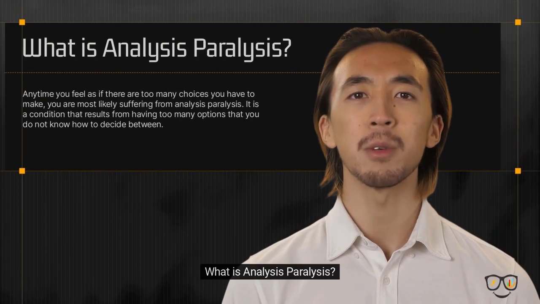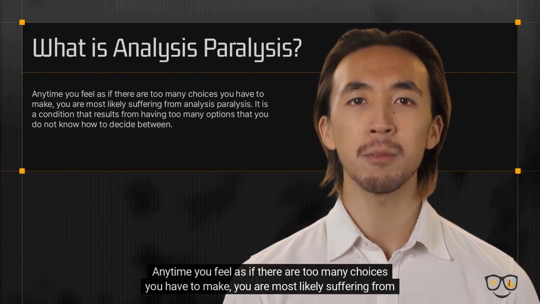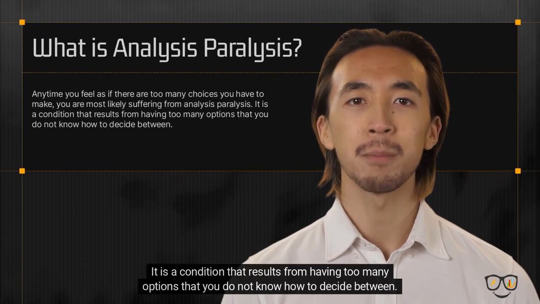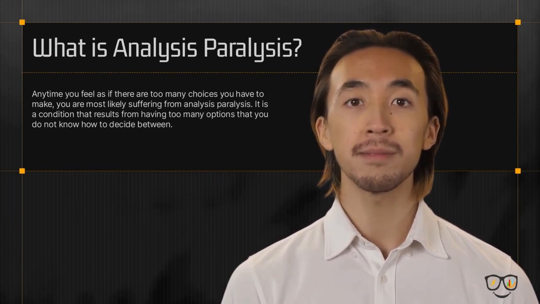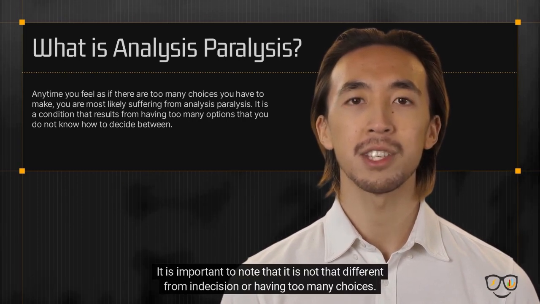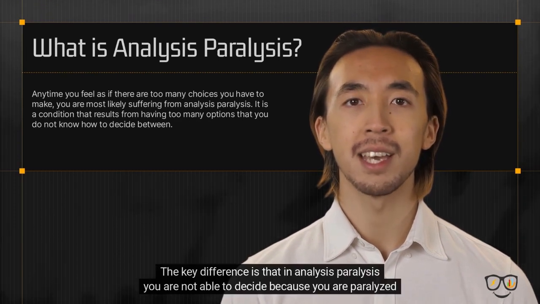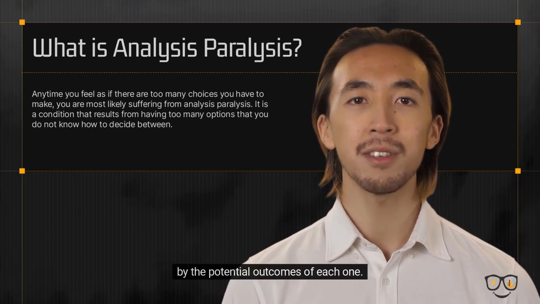What is analysis paralysis? Anytime you feel as if there are too many choices you have to make, you are most likely suffering from analysis paralysis. It is a condition that results from having too many options that you do not know how to decide between. This is more of a feeling than a real thing that can be observed, though. It is important to note that it is not that different from indecision or having too many choices. The key difference is that in analysis paralysis, you are not able to decide because you are paralyzed by the potential outcomes of each one.